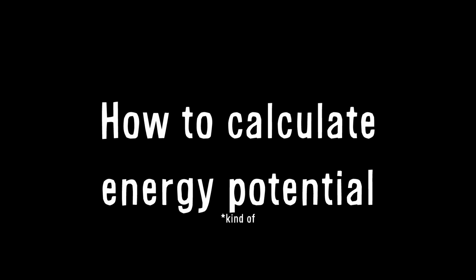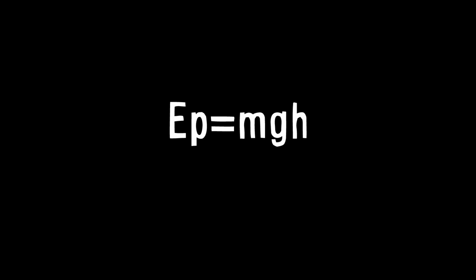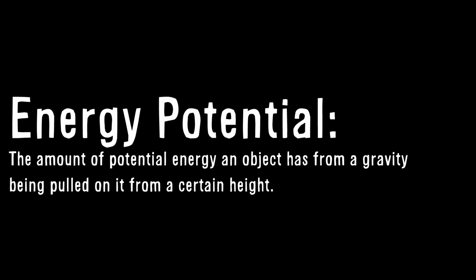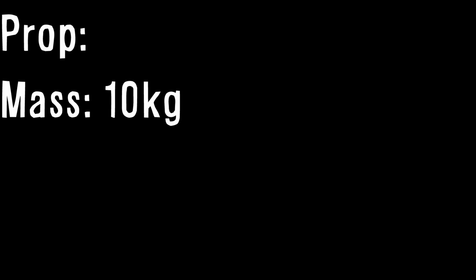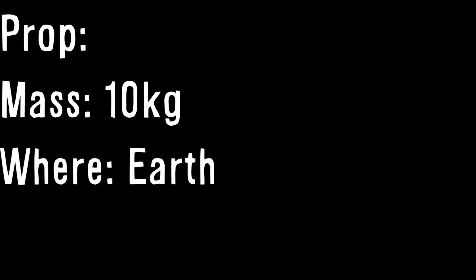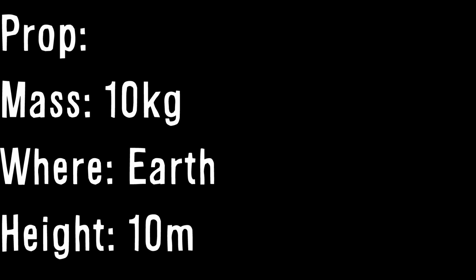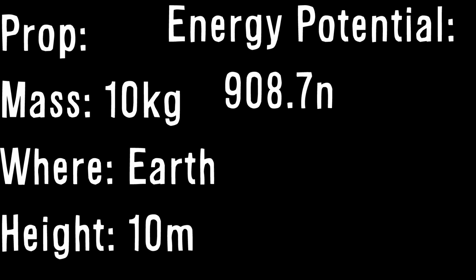And now for some maths. Maths, I know it's not fun, but we gotta do it for a little bit. So we're gonna use the formula EP equals mgh, or energy potential equals mass times gravity times height. Now, what is energy potential? Well, it's the potential energy of something dropped from a height. Let's say our prop had a mass of 10 kilograms and we dropped it on Earth from 10 meters. It would have an energy potential of 908.7 newtons.